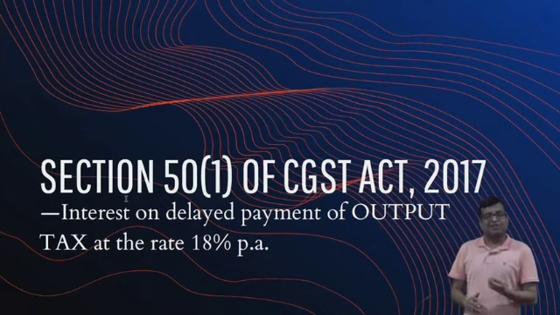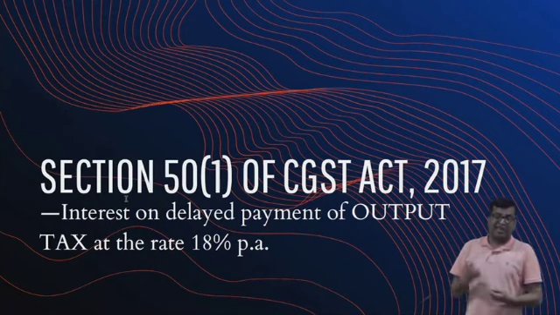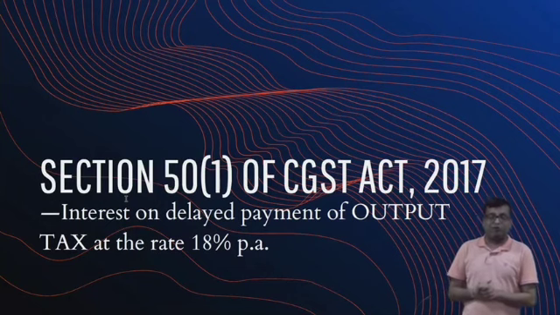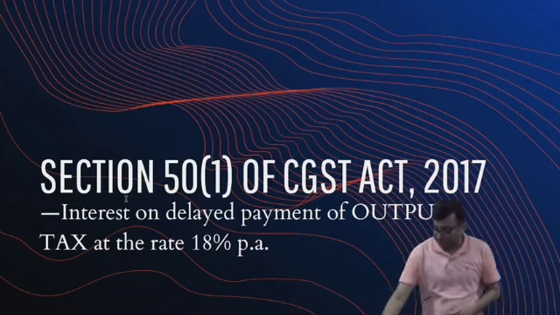Let's see. Section 50 subsection 1 gives the rate of 18%. This is the interest rate to be calculated on the output tax. If there is any delay in payment of output tax, then we have to take the interest rate of 18%, which is mentioned in section 50 subsection 1.